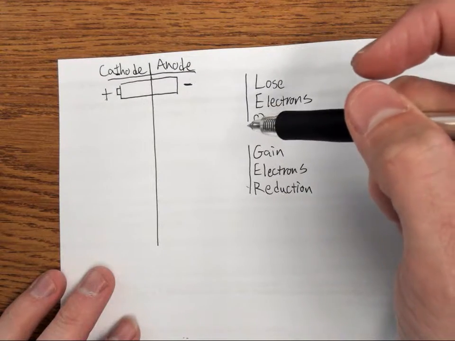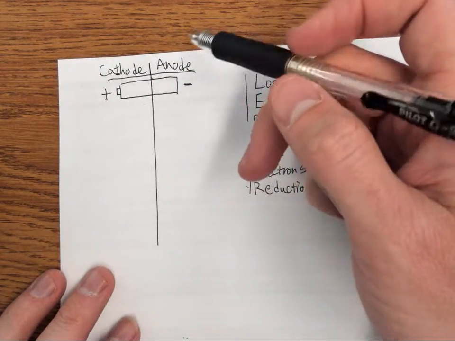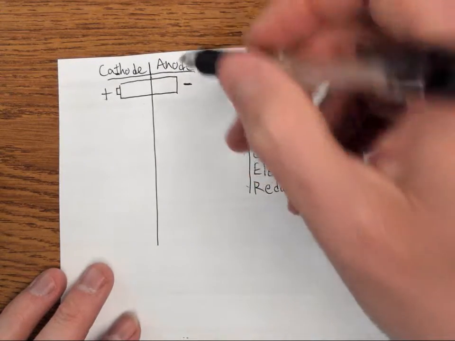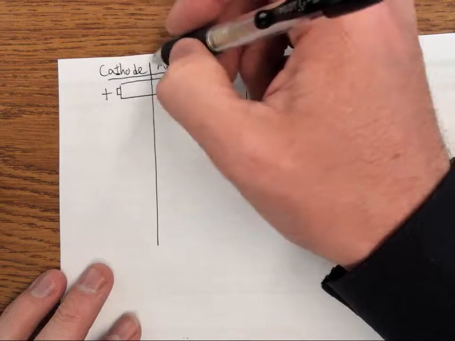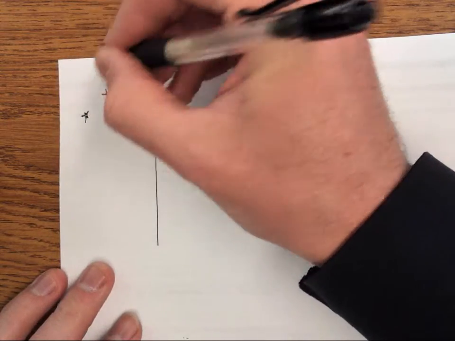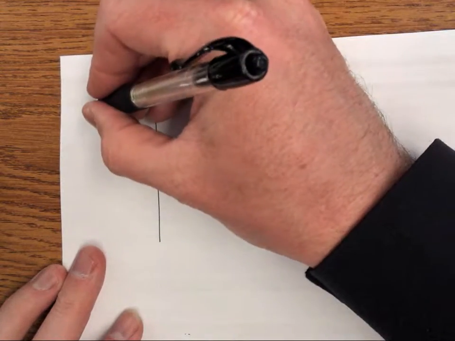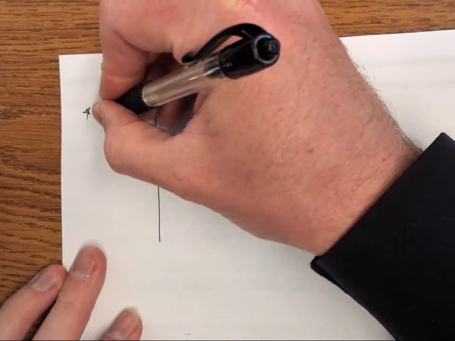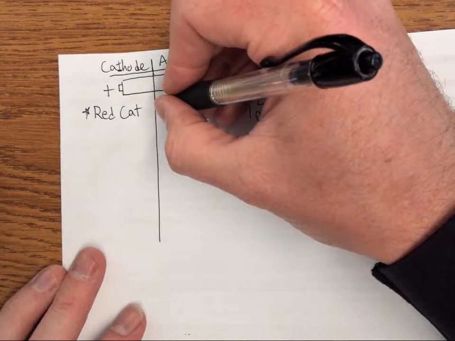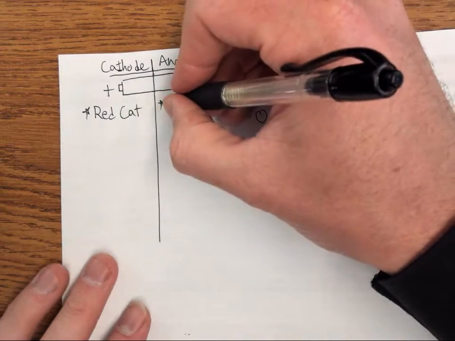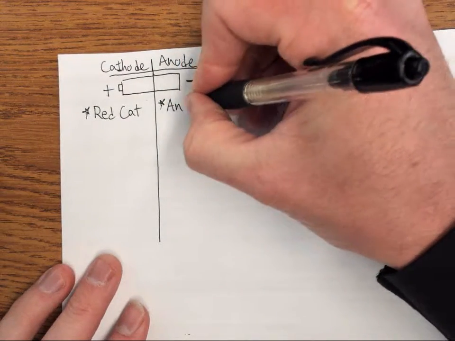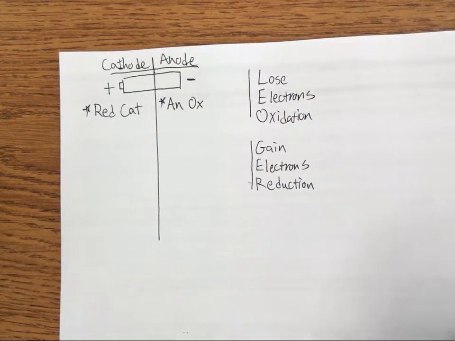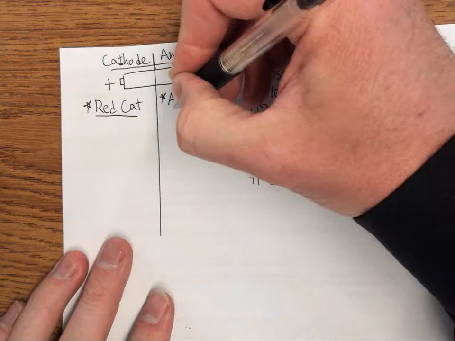What we need to figure out, though, is reduction and oxidation. Which one happens on which side? On the cathode side, I want you to put a little star. I want you to put red cat. On the anode side, I want you to put a little star and put an ox. So we have red cat, we have an ox.